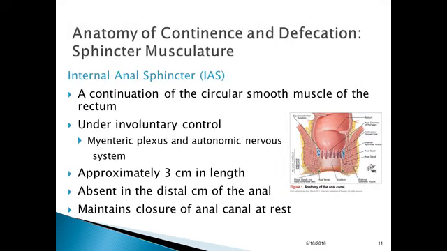The internal and external anal sphincters surround the anal canal. The internal anal sphincter, or IAS, is a continuation of the circular smooth muscle of the rectum. It is composed mainly of slow-twitch muscles that resist fatigue. This contributes to its ability to maintain a tonic contraction, thereby assisting with closure of the anal canal at rest.